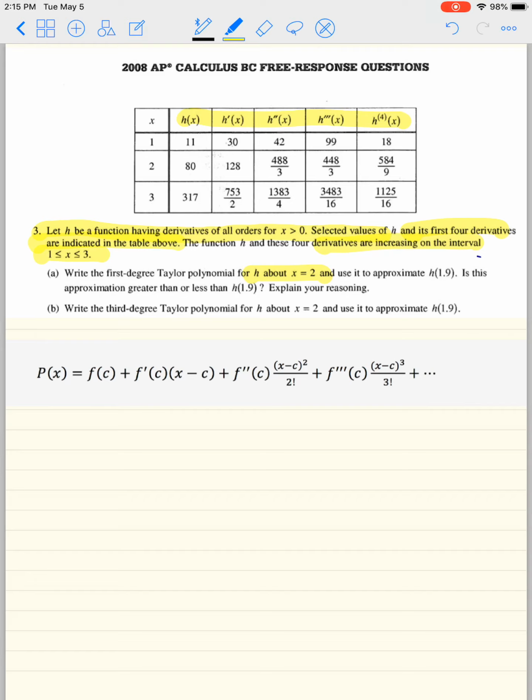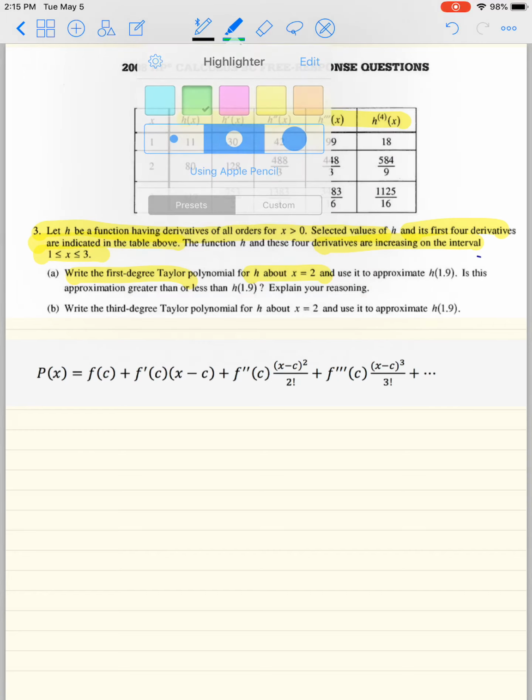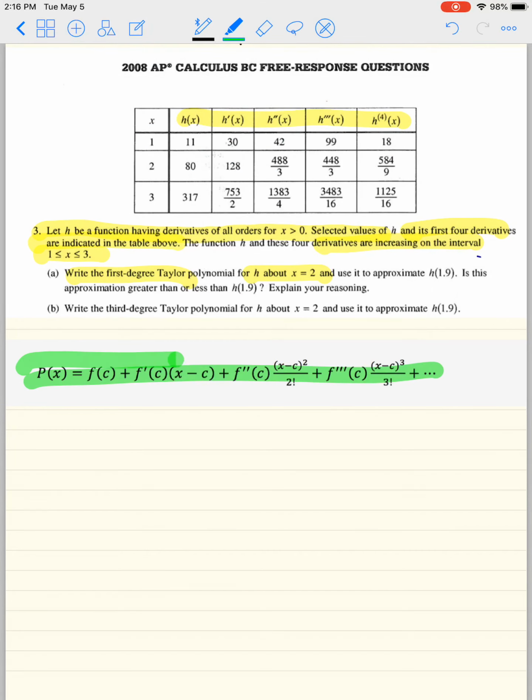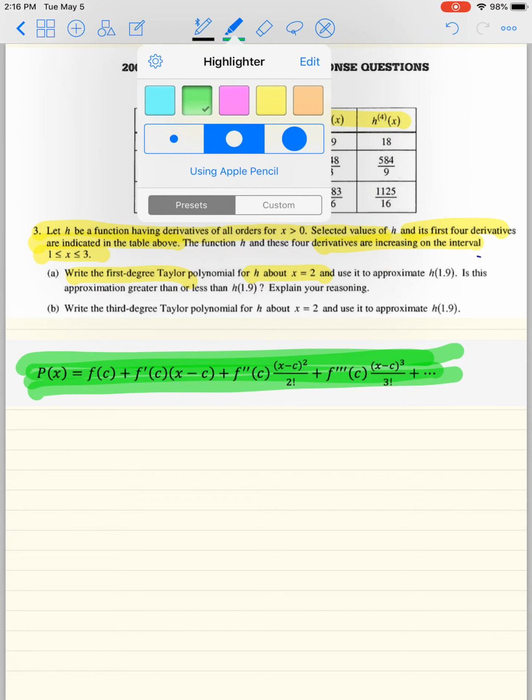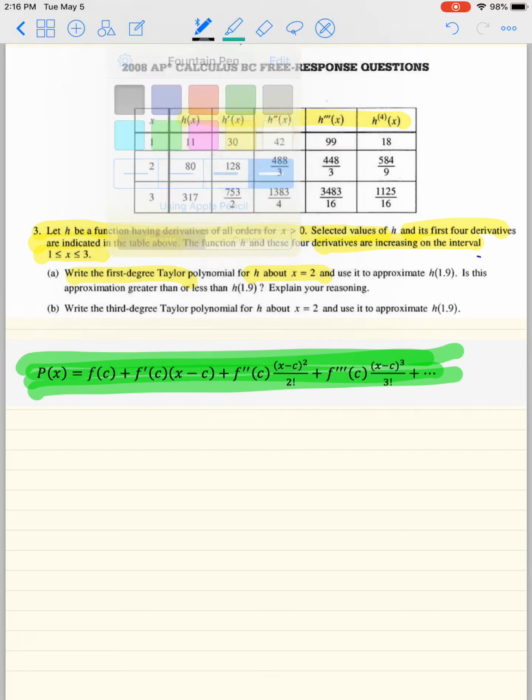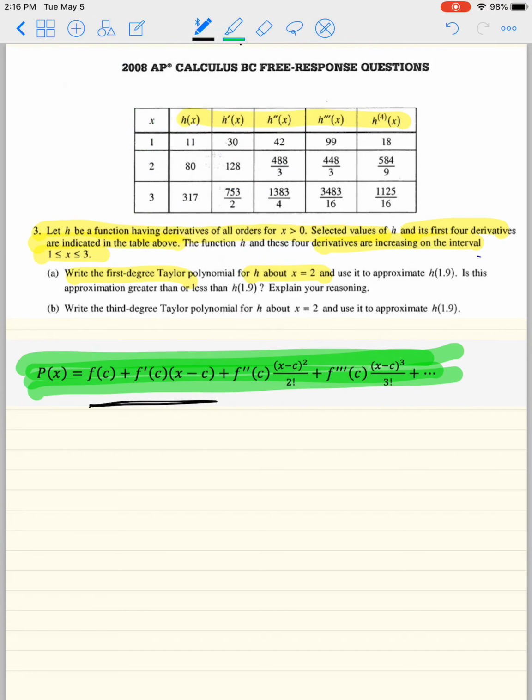Okay, so let's do that. It wants a first degree. That means it just wants it to the first power. And what I did was I went back to my old video and I actually just wanted to show you that we're just trying to keep everything consistent. I took this from my old videos because that's how we write a Taylor series. And I basically just need first degree. So that's just up to there.